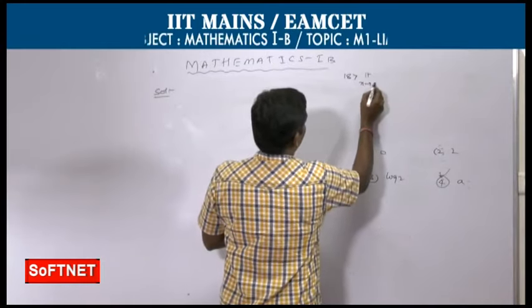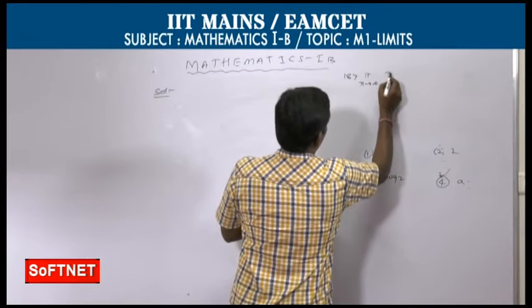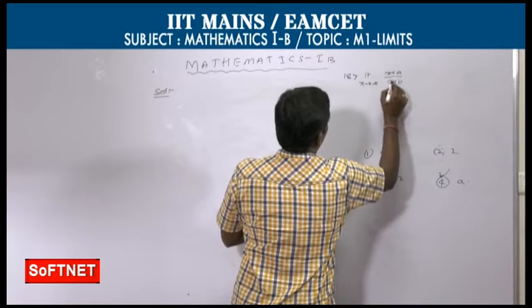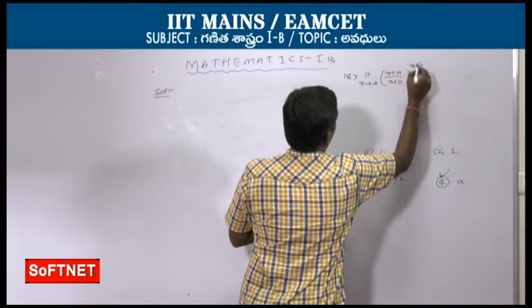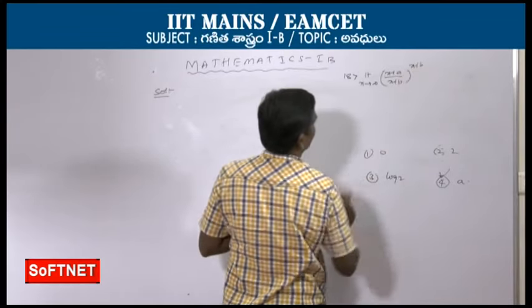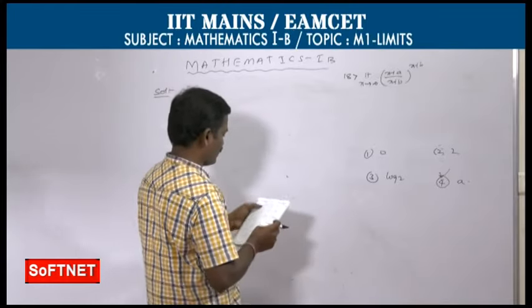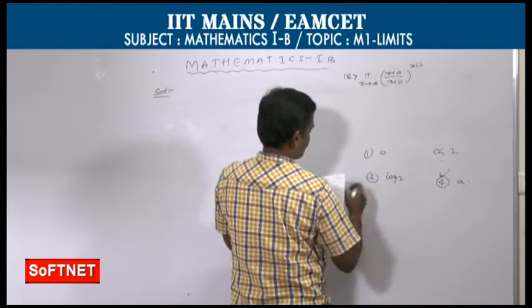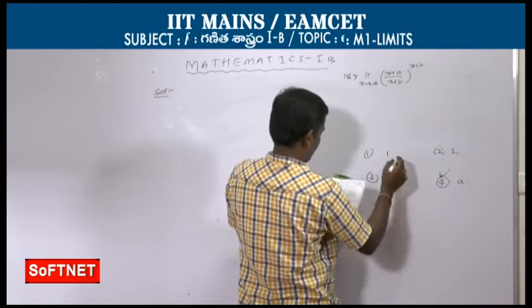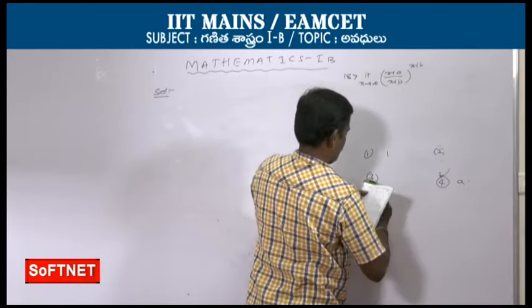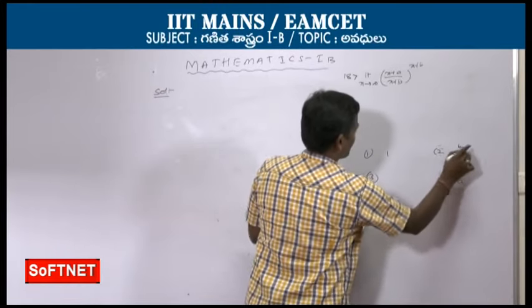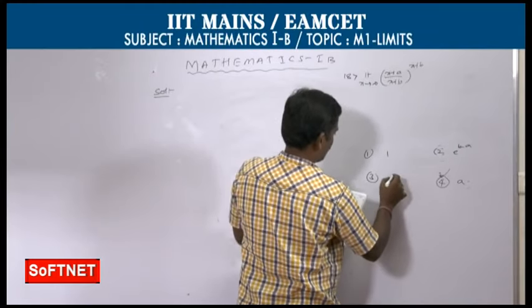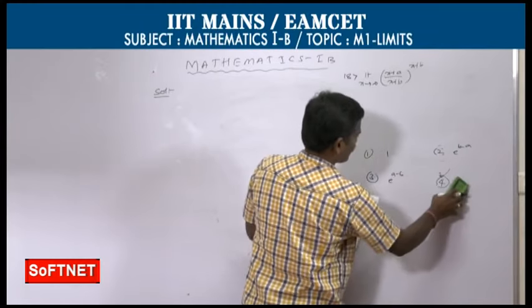Limit as x extends to infinity of (x plus a by x plus b) in power x plus b. So this is also a 1 power infinity model. Already we discussed this type of question. Options are 1, e power b minus a, e power a minus b, e power b.